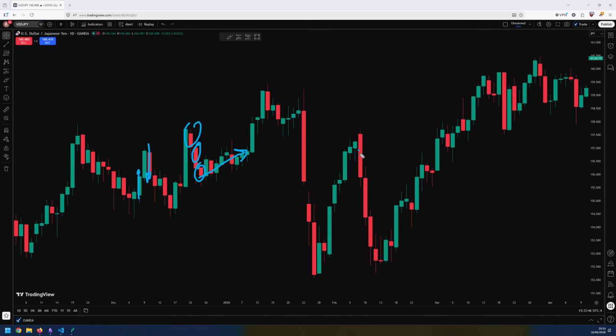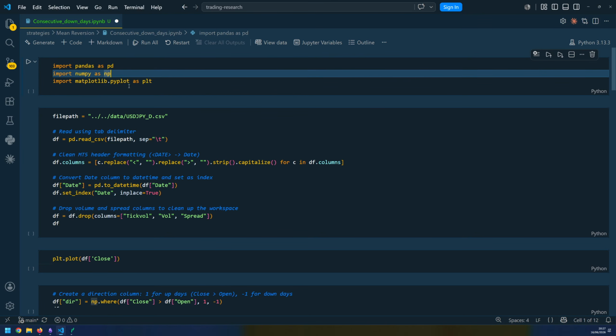For example, here I have a longer streak. There's 1, 2, 3, 4, 5 red candles in a row. So then I record what happens afterwards. Here I only have 2 red candles in a row, and then I record what happens after those. And by comparing those different results to each other, as well as just the benchmark, I can see whether or not there is a statistical edge to these patterns. And I'm going to do that with a Python notebook.